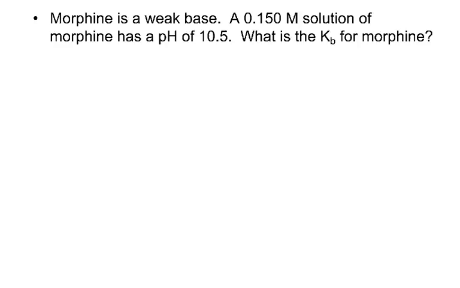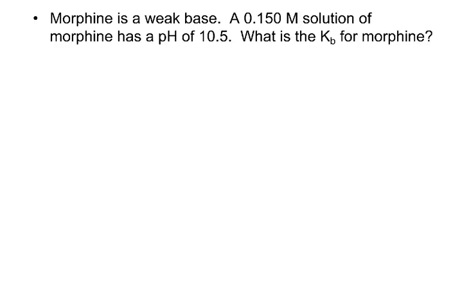So they've given us the initial concentrations, and they've given us one of the final concentrations by giving us the pH, because by giving us the pH, we can find the hydroxide ion concentration. So I can use that information to find all the equilibrium concentrations. I can plug those into the expression for Kb, and I've got my answer.